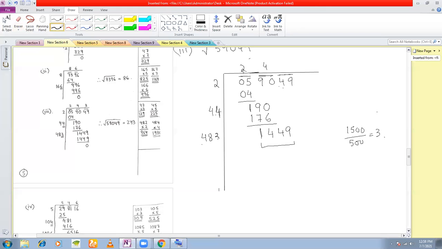Okay, so let us try out 3 first. Let us put a 3 here. So 483 into 3 will give you how much? 1449. So exactly with 3 you are getting 1449. So we'll keep 3 here. We keep our 3 here and we write a 3 here. Yes. All these workings need to be done in your rough column.